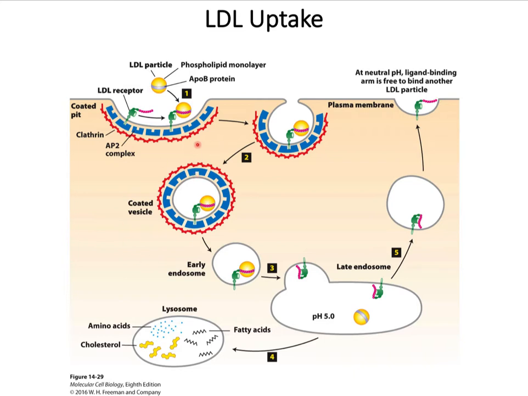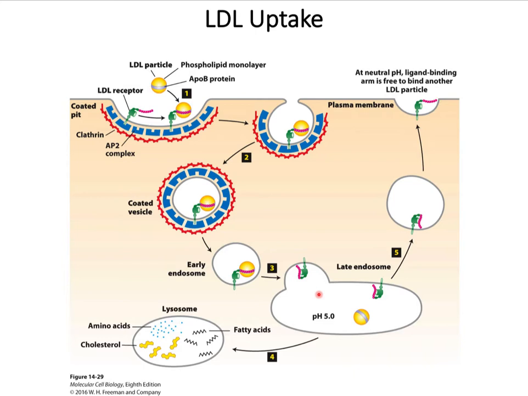Shortly after the vesicle forms, it becomes uncoated, and at that point, it is known as an early endosome. The interior of the late endosome is somewhat acidic. It has a pH of 5, and that facilitates the release of the LDL particle from its receptor. So in the acidic pH, the LDL is released from the LDL receptor because at acidic pH, the affinity of the receptor and the ApoB protein, which is present on the LDL particle, is much lower.